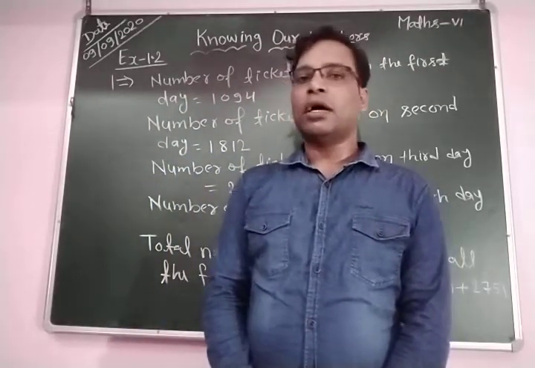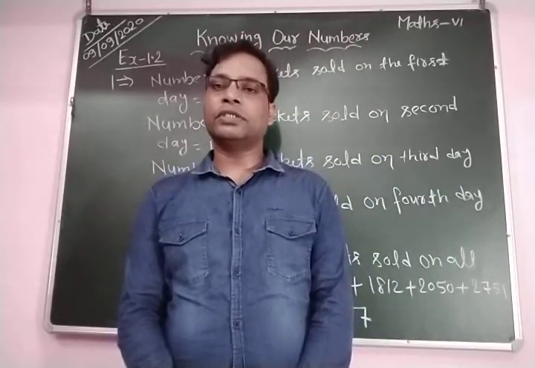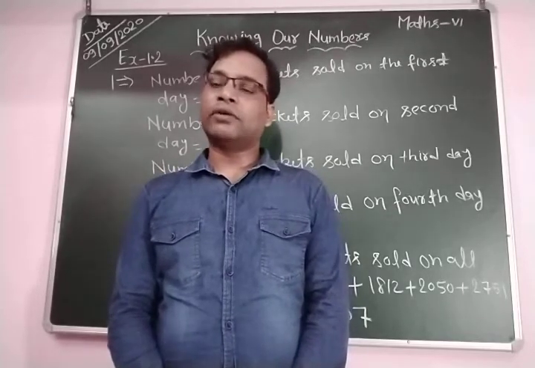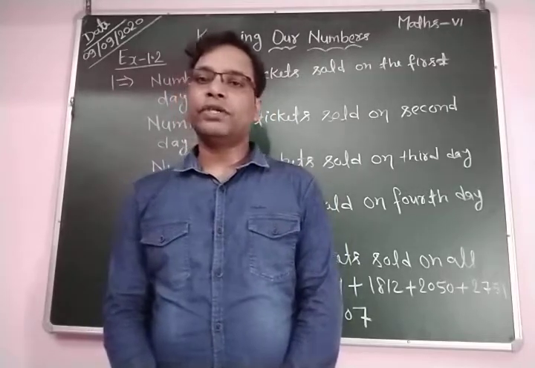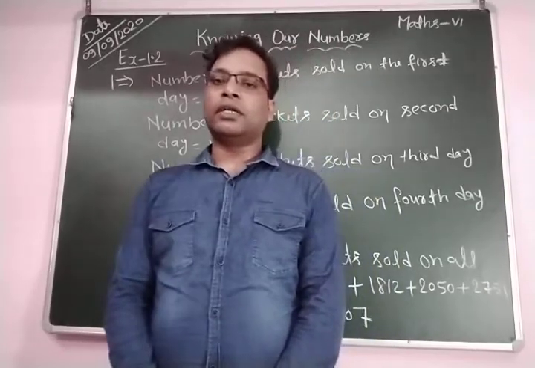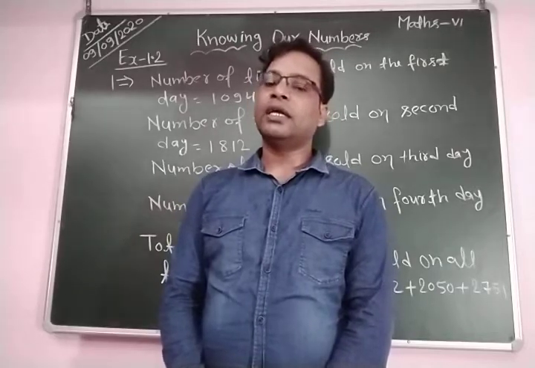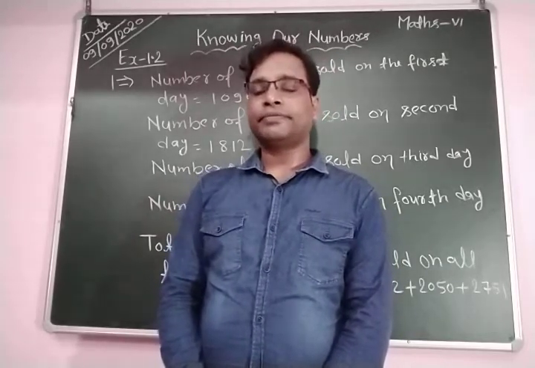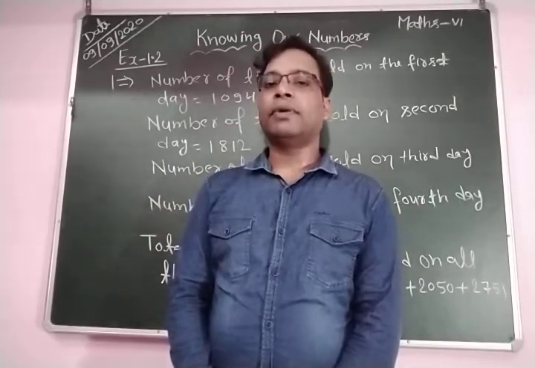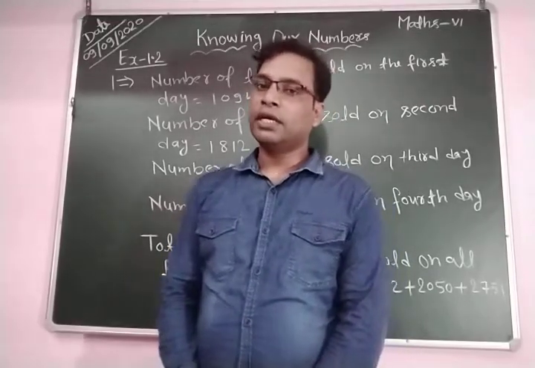Then we obtain the runs required to complete 10,000. Let's see how to find the solution of this question. How many runs are required to complete 10,000 runs? This is the wish of Shekhar, but he made 6,980 runs. So we subtract 6,980 runs from 10,000. Then we find the runs required by Shekhar to complete 10,000 runs. So let's see.